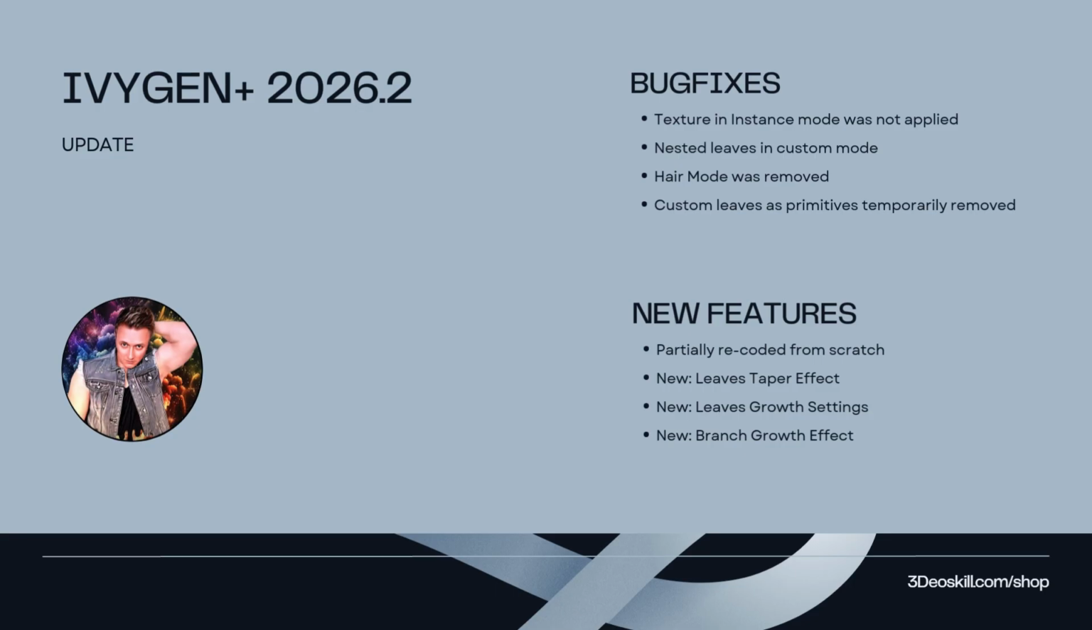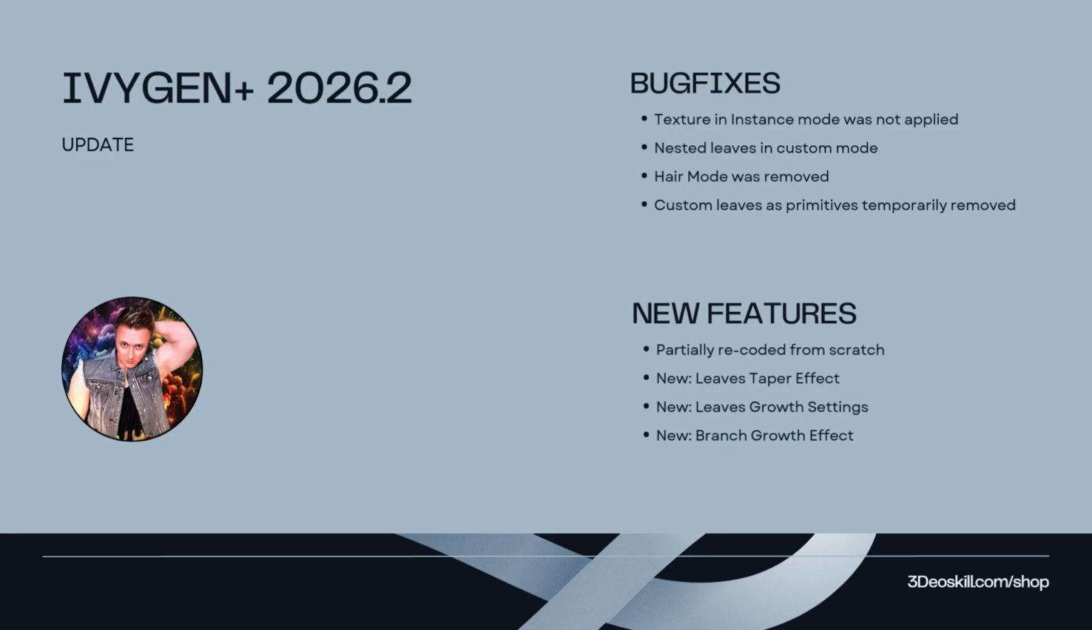There were a few bug fixes here. In the instance mode, when this was selected, the textures were not applied. Also, if the leaves are in custom mode, you use custom leaves, and the leaves had a nested structure, this was also a little bit buggy. And there were other bugs with the positioning of the leaf, when you drag, for instance, the spline in the 3D space. So yes, this was a bit off.